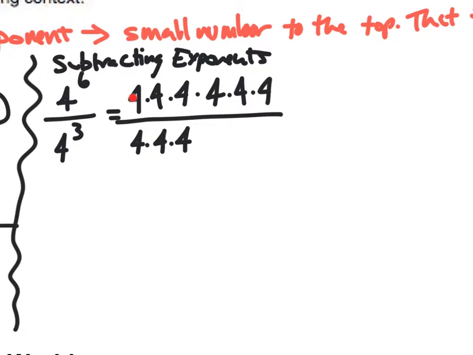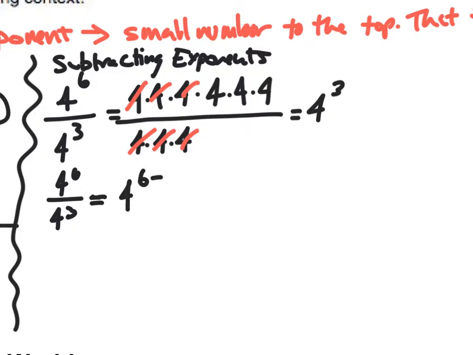So what happens is you've got 6 of these. 4 to the 6th power means you're multiplying 4 by itself 6 times. 4 cubed means you're doing 4 by itself 3 times. Now, if you look at 4 divided by 4, those divide out to 1. And these divide out, and these divide out. And so you're just simply left with 4 to the third. So one way to think about it is, how do you use the numbers 6 and 3 to get 3? You subtract them. So 4 to the 6th over 4 cubed is really just 4 to the 6 minus 3 power, which gives you 4 cubed.